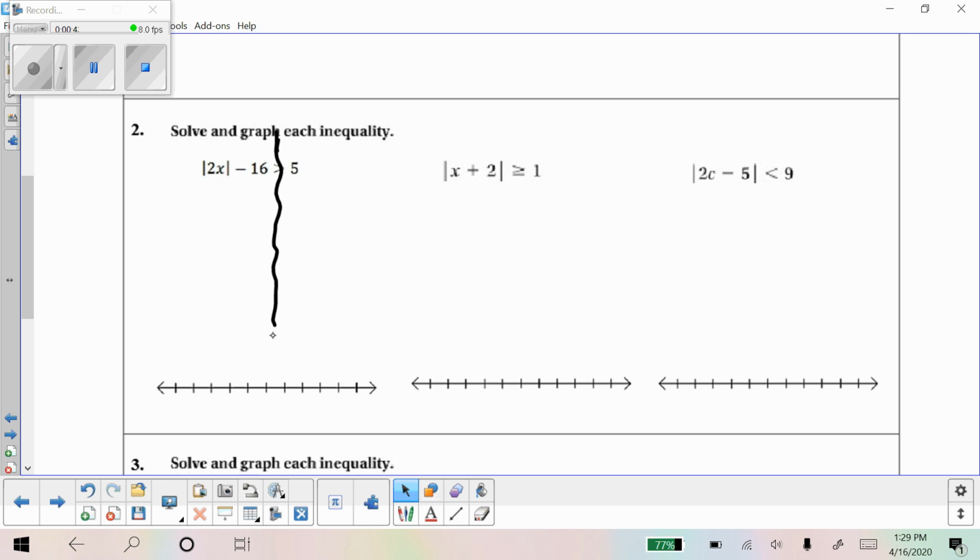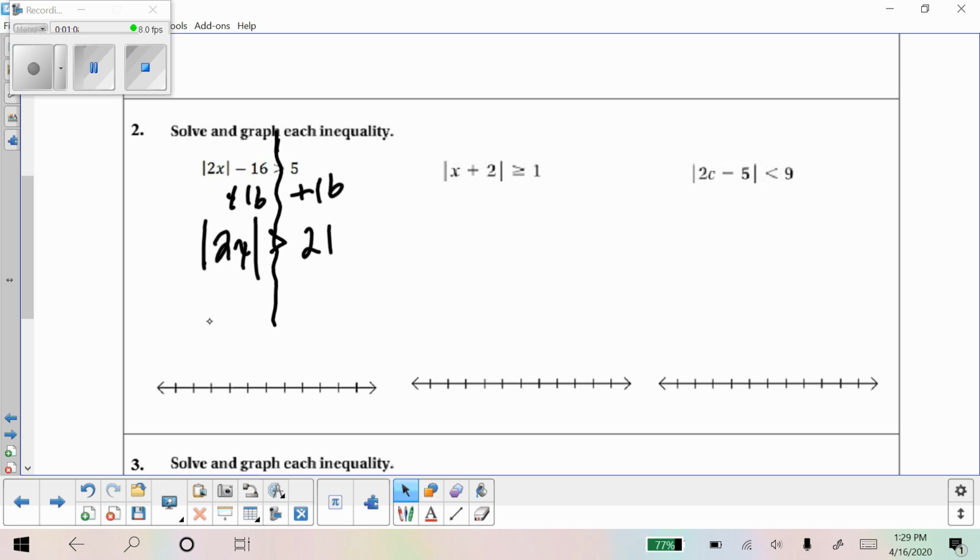Now, the first thing you're going to want to do is get rid of any junk, anything that's not in the absolute value. So this minus 16, we're going to add 16 to both sides to get rid of that. Then we have the absolute value of 2x left on the left side. Adding 16 won't reverse the sign, so we'll leave that the same. And then 5 plus 16 is 21.